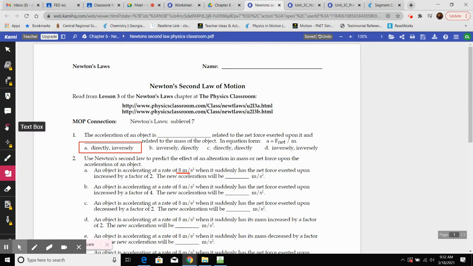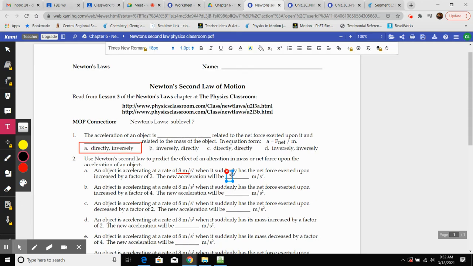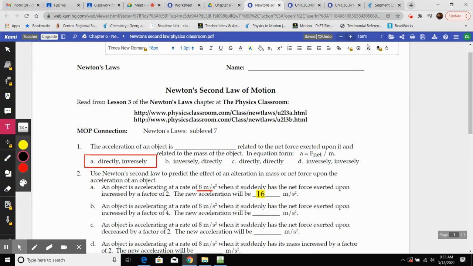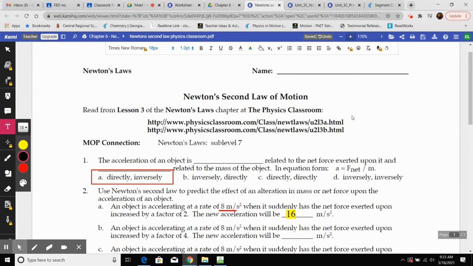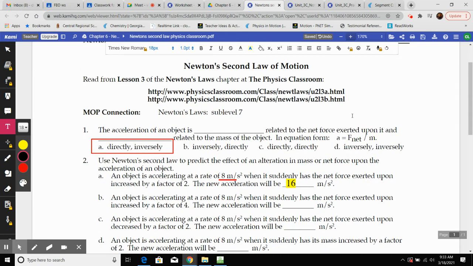So I'm just going to go to text box. And in that first little box there, I'm going to put 16. So everyone should be doing that right now. So this guy here should be 16.